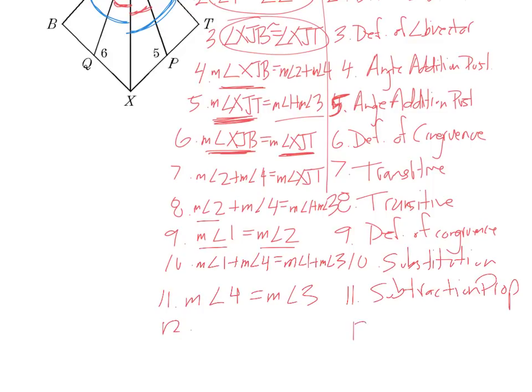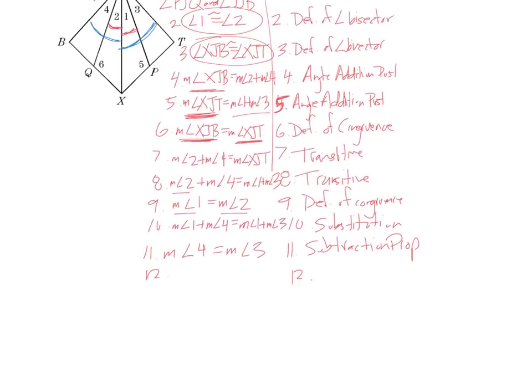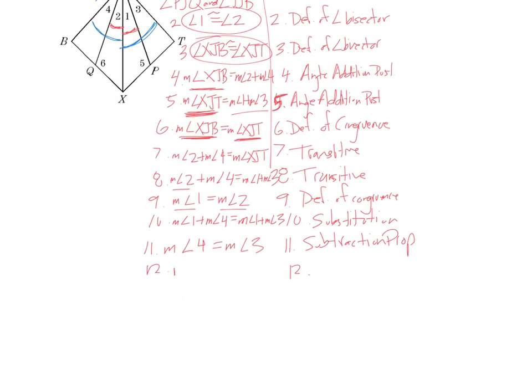All right. And the last step is to go back to congruence. So I have angle 4 is congruent to angle 3 by definition of congruence. And my proof is complete. Once again, you don't have to go in this order, but this problem really tests your understanding of how to do proofs and how to apply all the different properties. If you have any questions, please make sure to ask for help. Let's go on to the next problem.